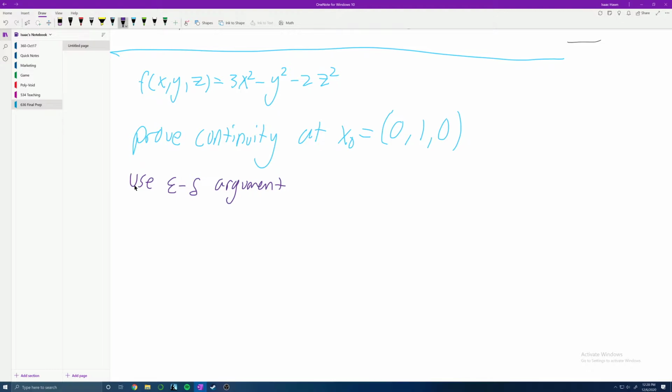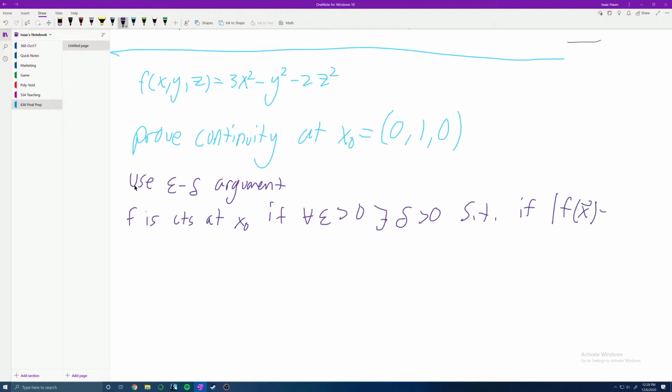I'm going to iterate what that is here. f is continuous at x naught if for all epsilon greater than 0, there exists a delta greater than 0, such that if the absolute value of f of x minus f of x naught is less than epsilon, then the distance between the one initial point and the current point, x minus x naught, is less than delta.